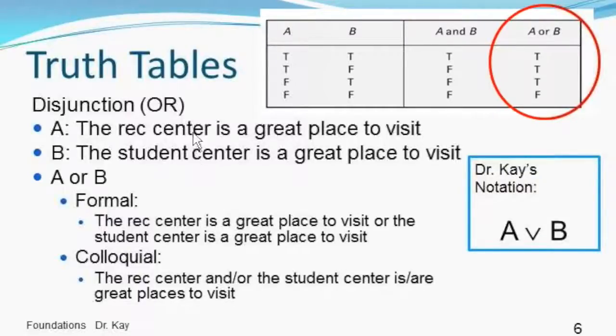If we use the same two statements for A and B, A or B formally, we just put the word or between the two statements. But colloquially, we might say the rec center and/or the student center are great places to visit, right? Because with our truth table, if you look, a truth table for two statements, if you're doing the disjunction, figuring out or of them, is always true unless both of them are false. So logical or is really A or B or both. If either of them are true, the result is true.